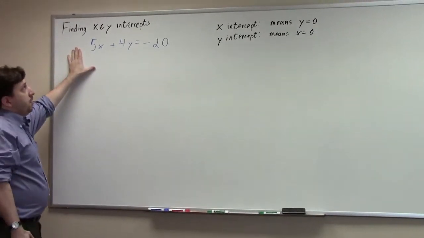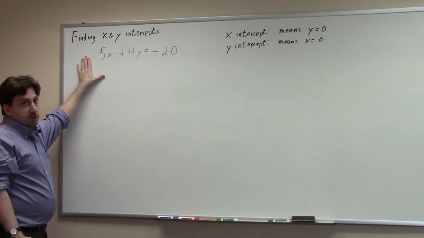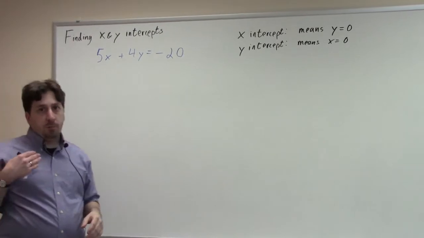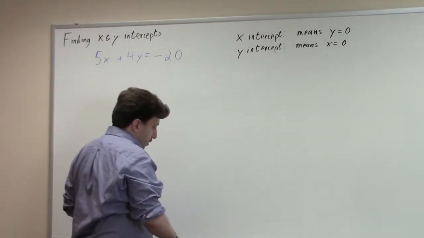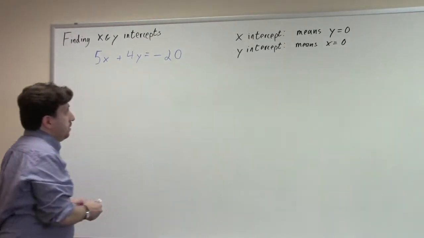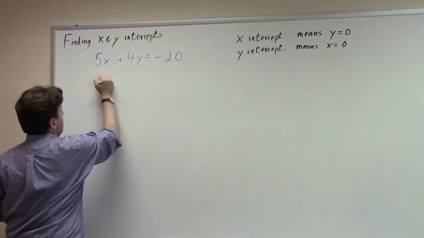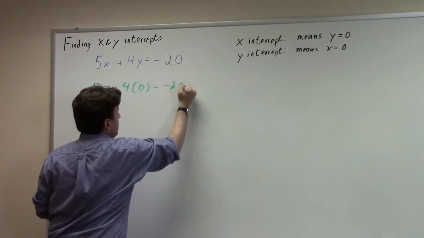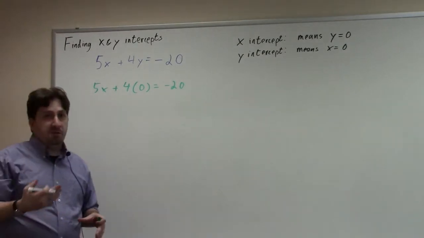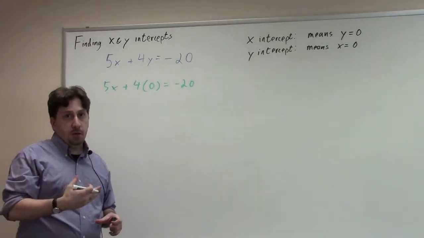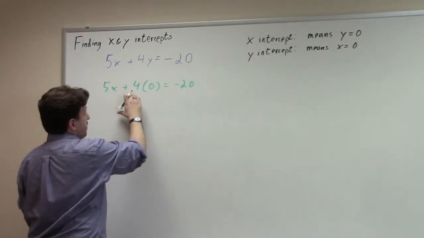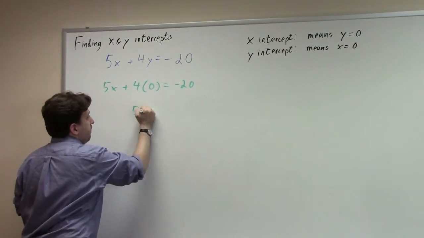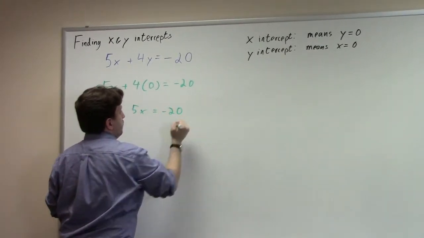So on the board here I have an equation of 5x plus 4y equals negative 20. And I want to start by finding my x-intercept, and x-intercept means y equals 0. So I'm going to plug in 0 for y. And then what I want to do is finish solving for x. So my first step here is I'm going to simplify this. Now because this is 0, this is just going to cancel out. It's going to go away. That's going to leave me with 5x equals negative 20.